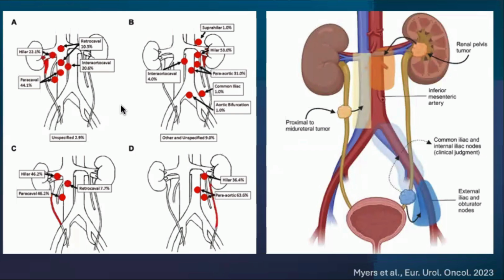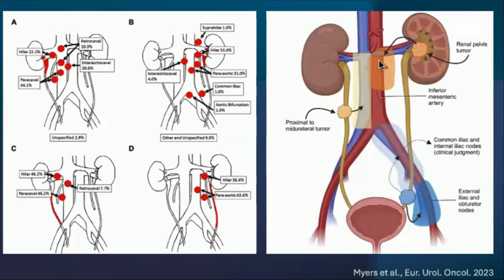So this is the image from the previous study, adapted to make things easier to look at. But essentially for renal pelvis tumors, it's recommended that dissection of nodes from the ipsilateral great vessel, so IVC for the right side and aorta for the left side, should be carried out from the renal hilum to the inferior mesenteric artery, right here. And based on clinical judgment, interaortocaval lymph nodes can be removed for right-sided tumors, right here.